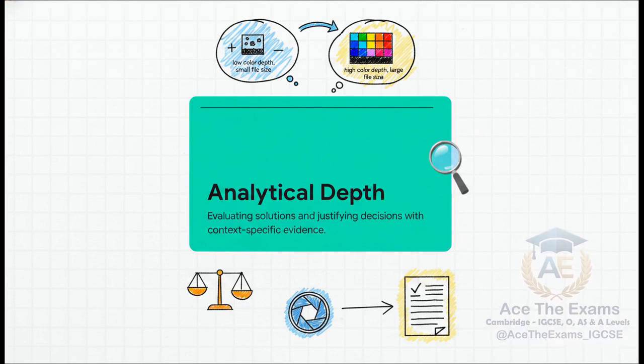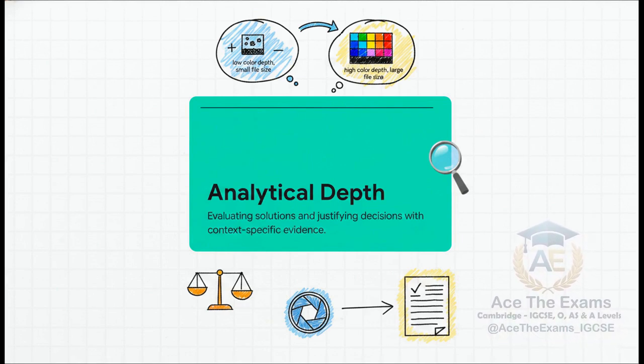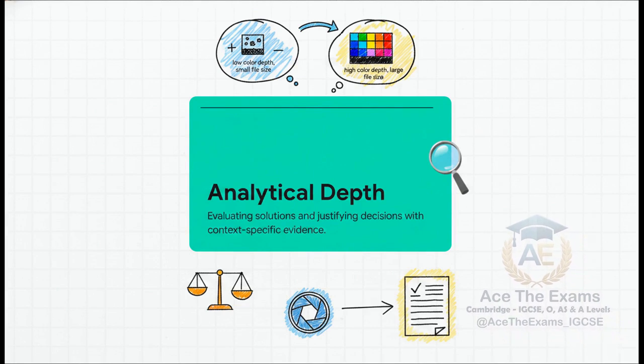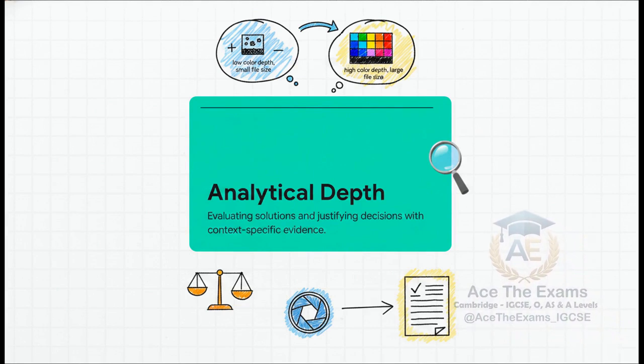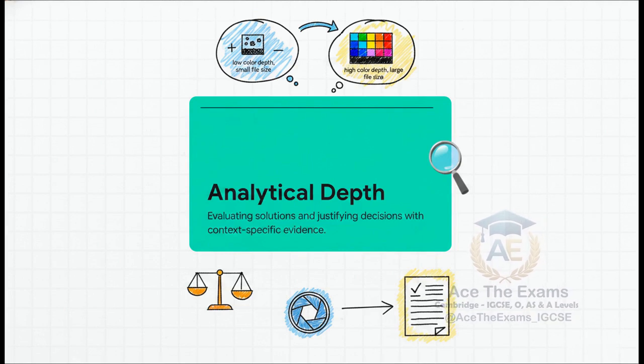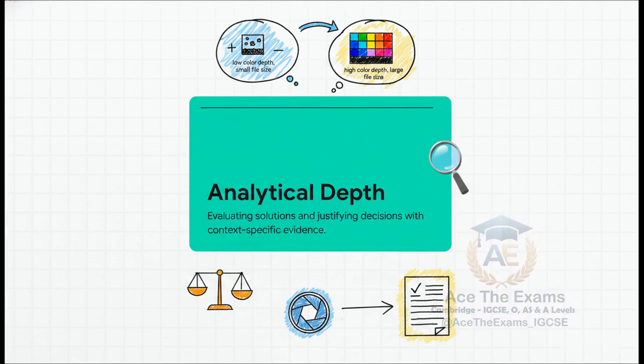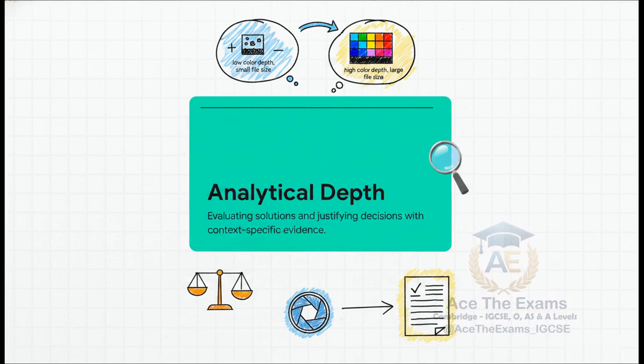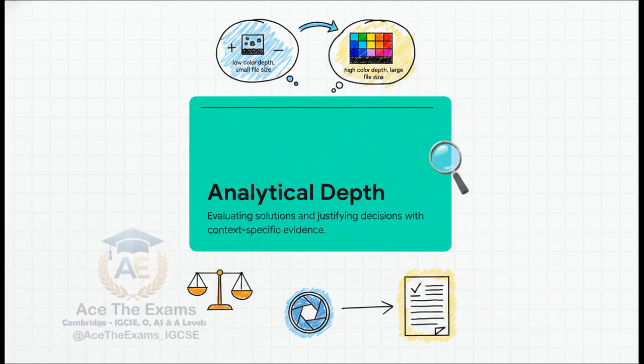They will explain that while an increase in color depth improves the photographic realism and reduces color banding, it drastically increases the total file size, which might critically violate the limited storage constraints mentioned in the scenario. They will then justify their decision using that context-specific evidence. That is exactly what framing your answer like a top-tier photographer looks like.